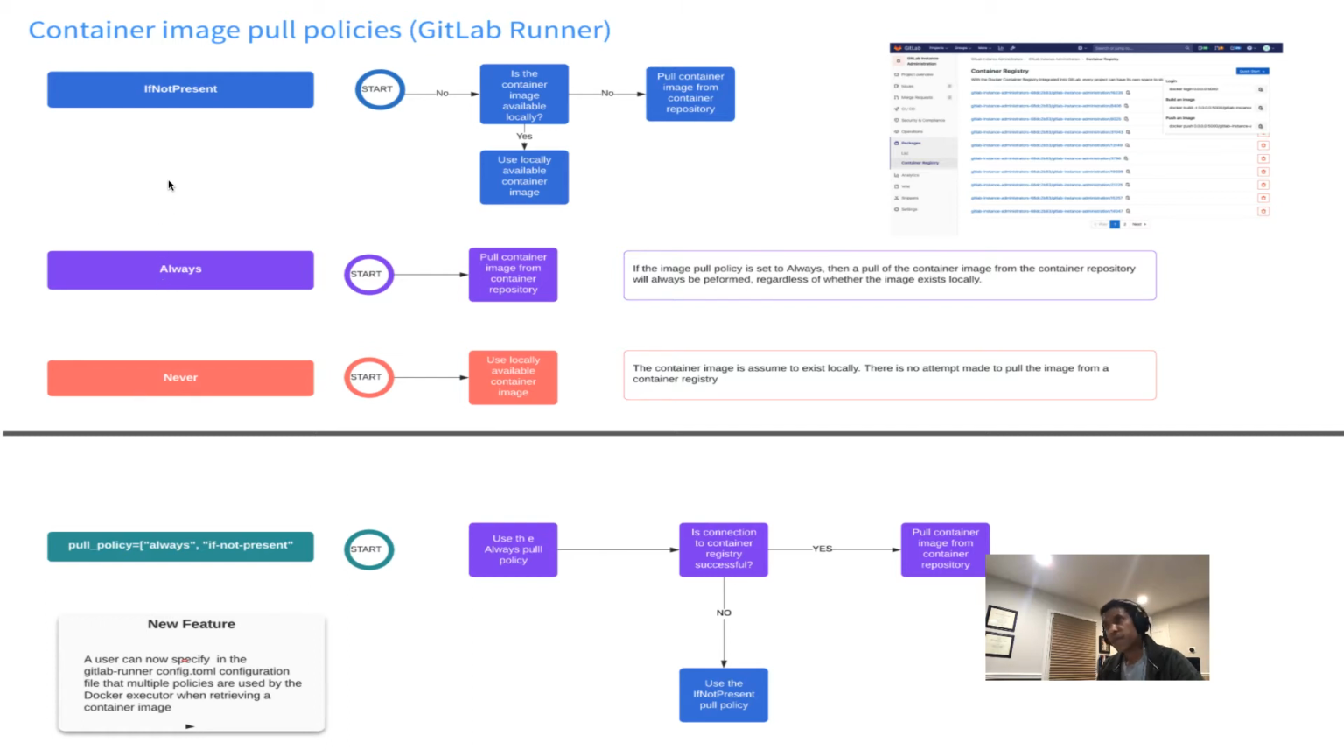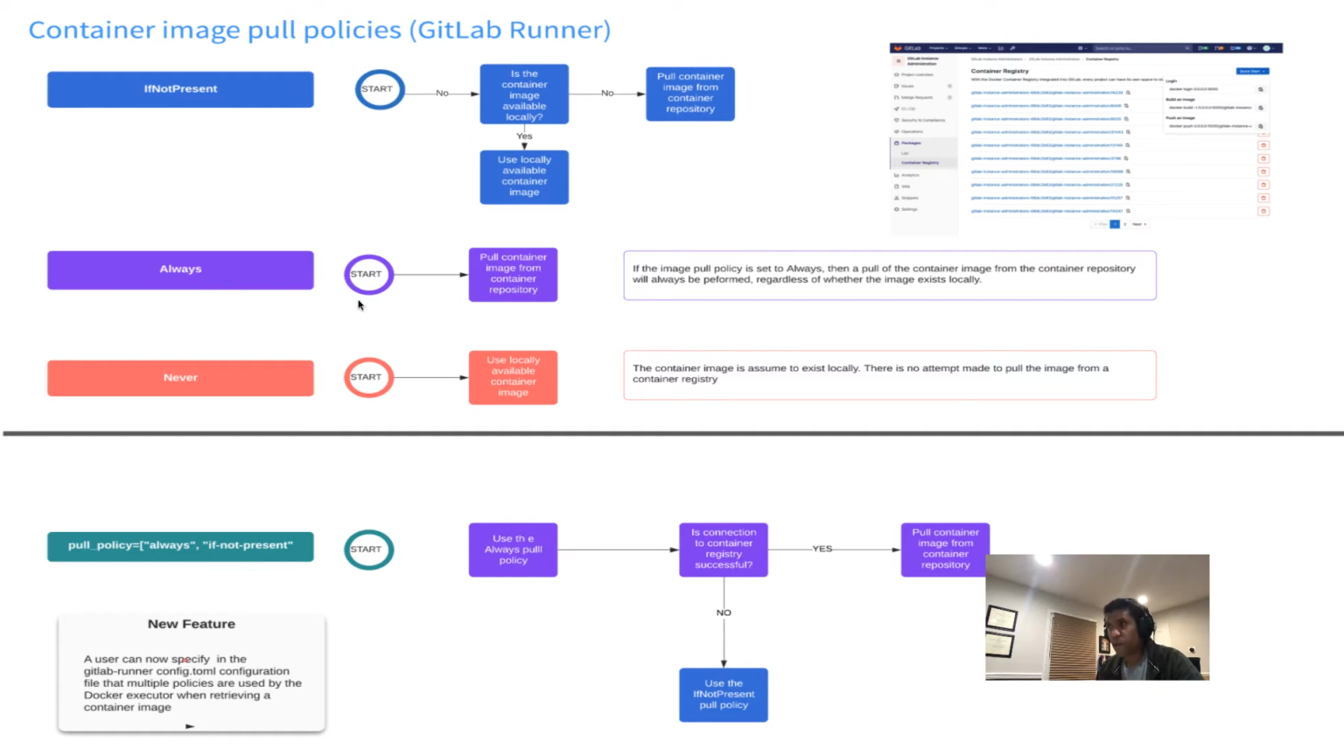So really quickly, the if-not-present logic is pretty straightforward, right? If the container image is available locally during the execution of a pipeline job, then we'll use the locally available container image. If it's not available locally, then connect to the container registry and pull the image from the container registry of choice. That's the type the container registry is set.